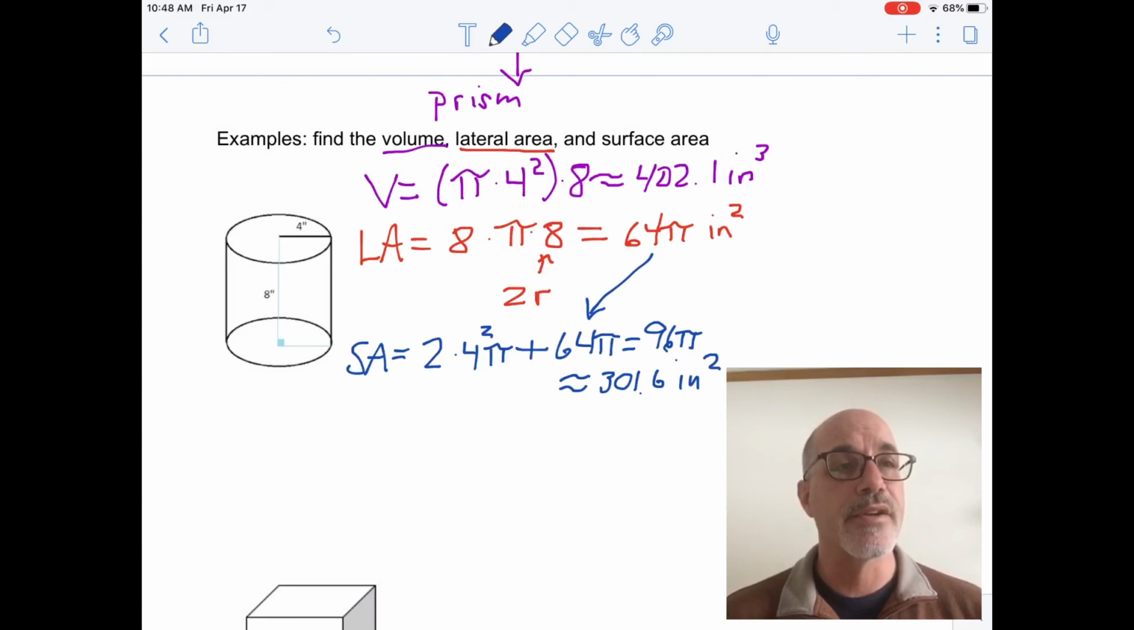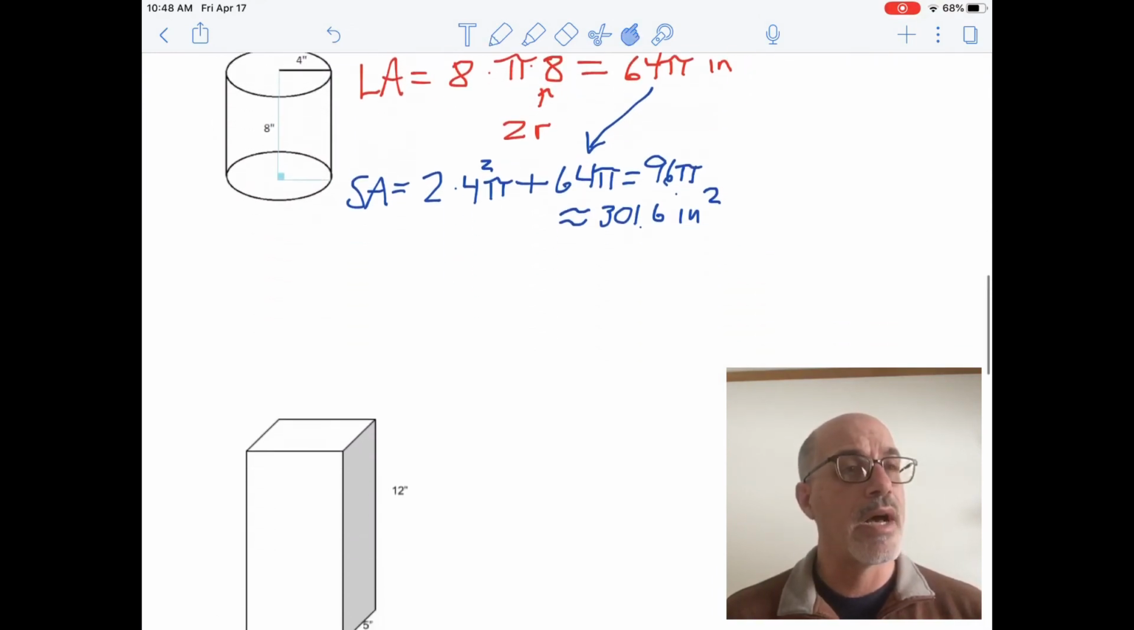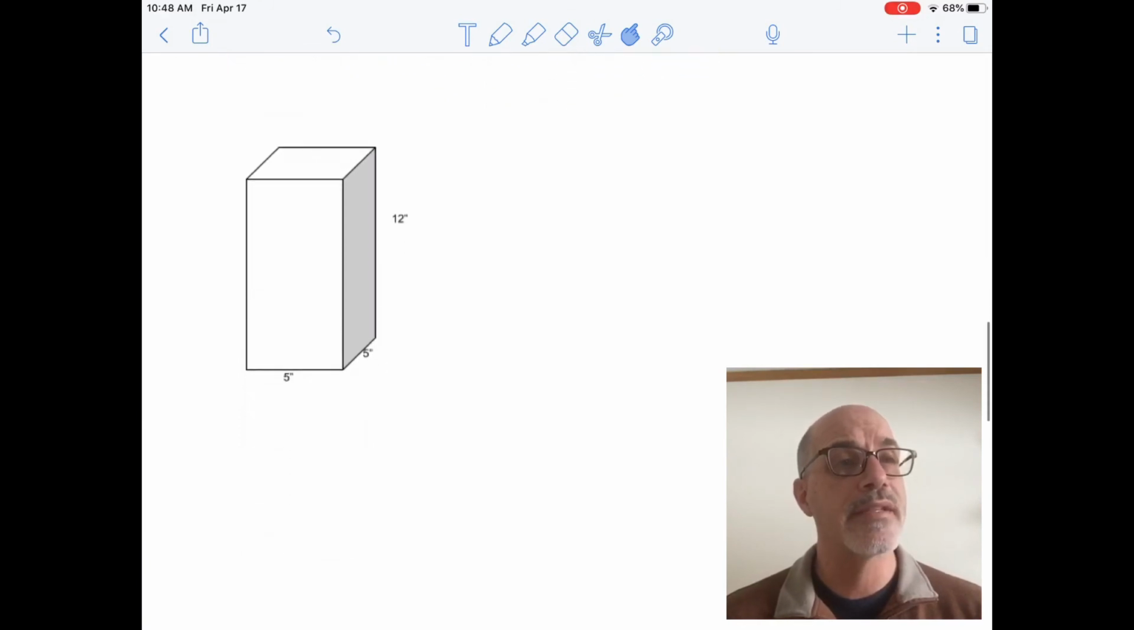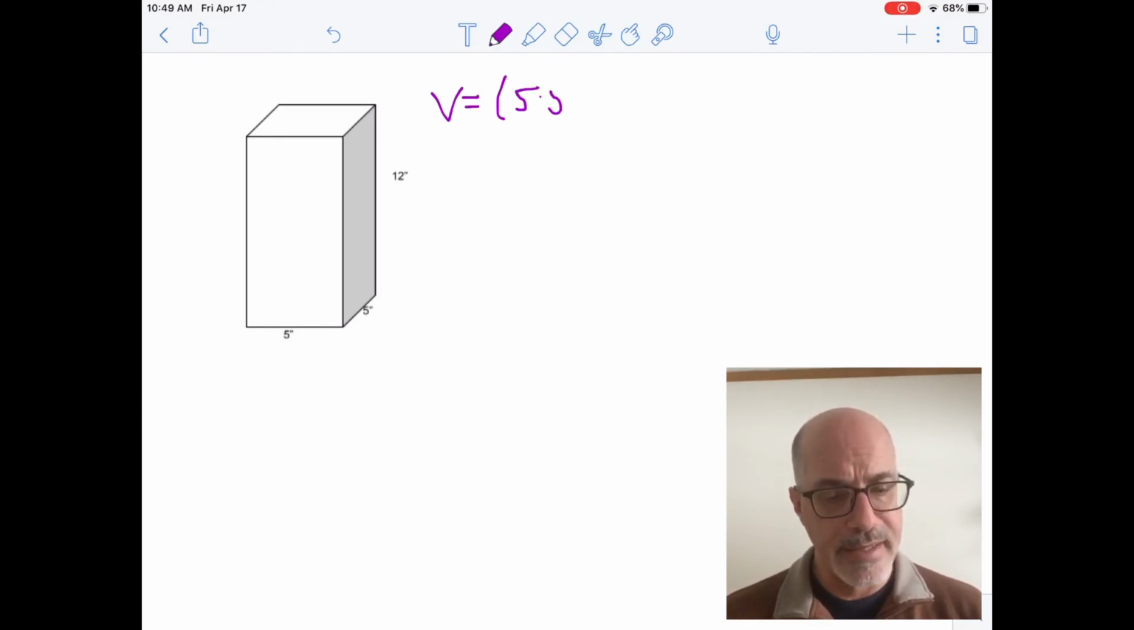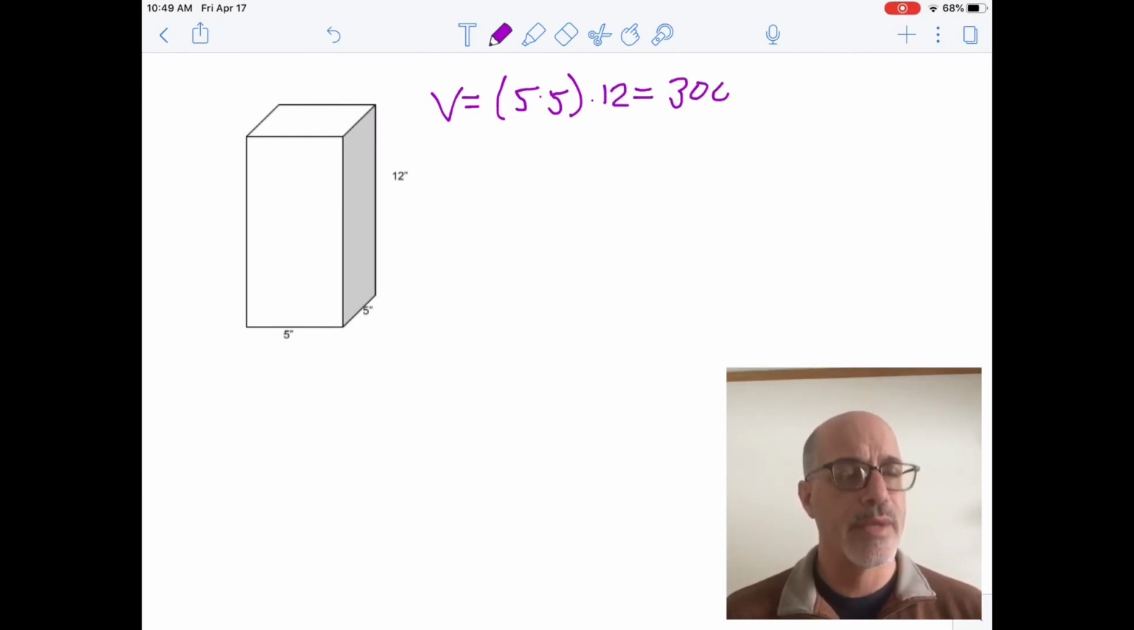So that's a cylinder. Let's go ahead and try next a rectangular prism. The rectangular prism is going to be a box where we can pick where our bases are. We're going to select the top and the bottom being the bases. So on the volume here, volume of a rectangular prism is the base times the height. The base has dimensions of 5 by 5, a square. The height is 12. So we multiply that out and we get 300 cubic inches.